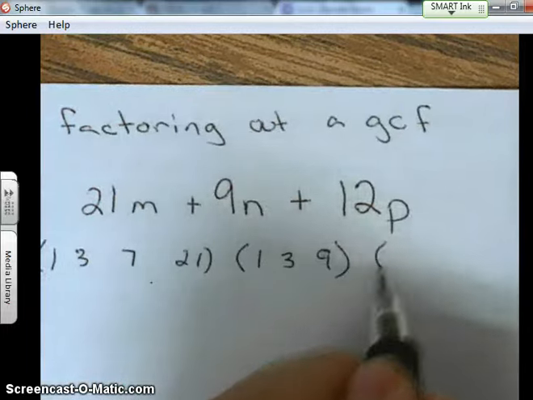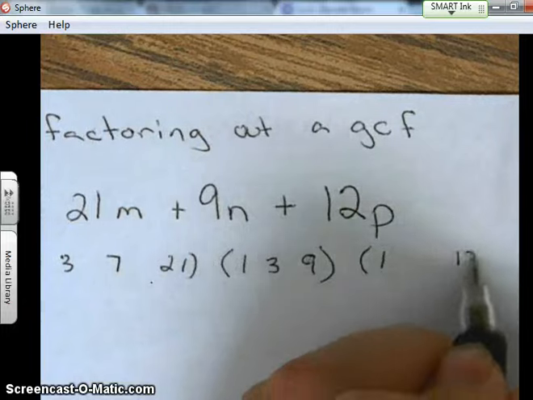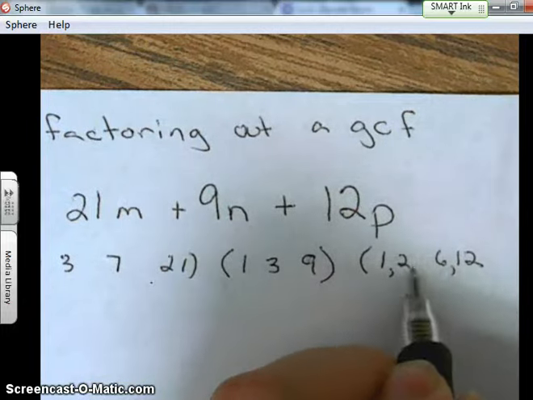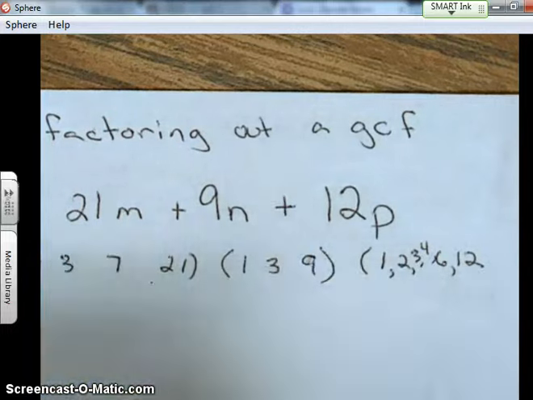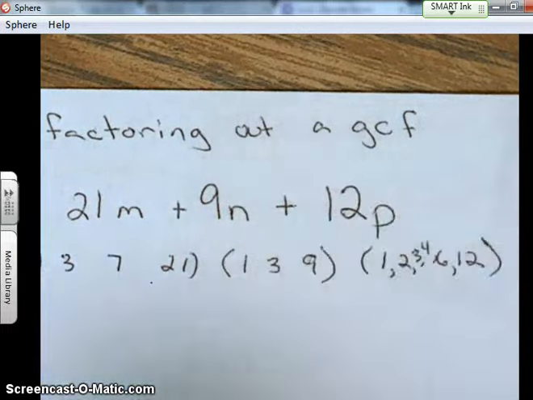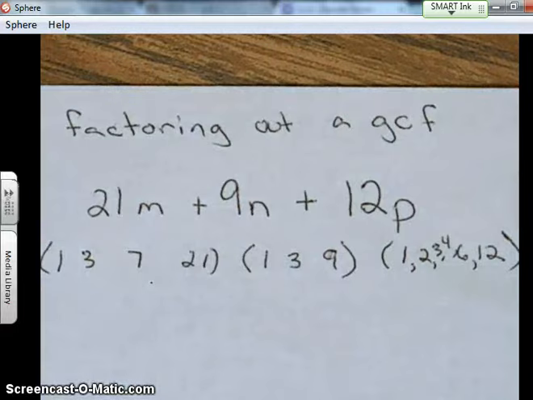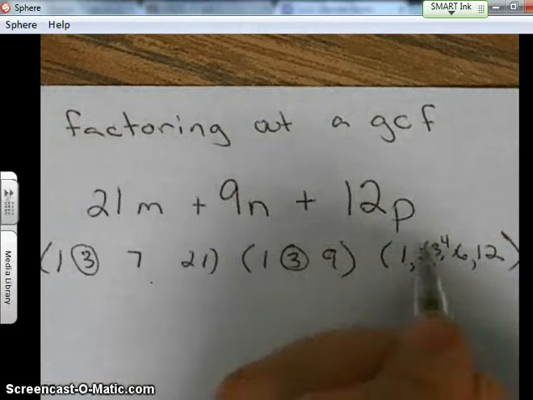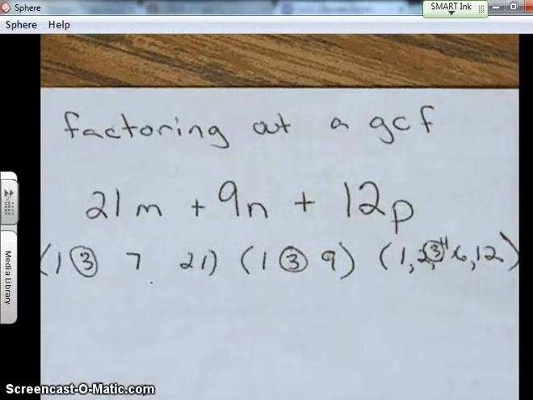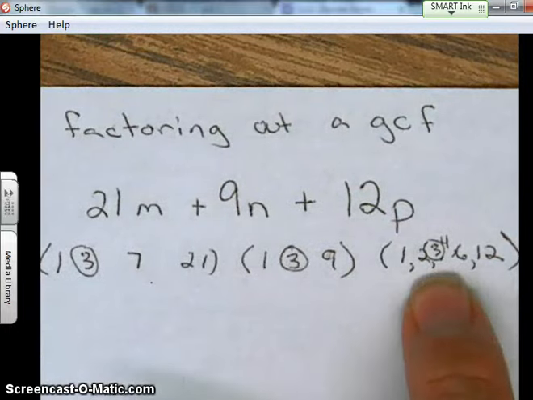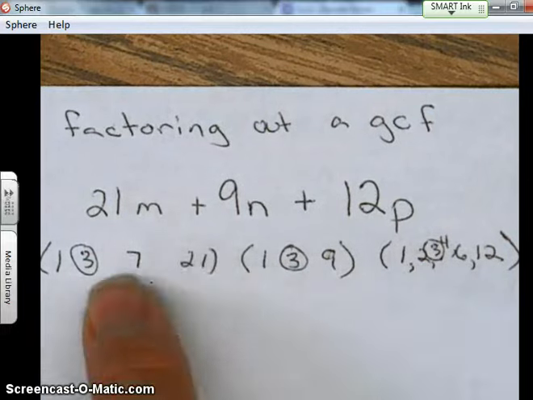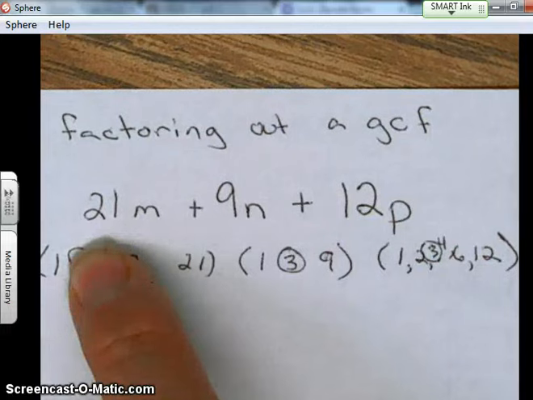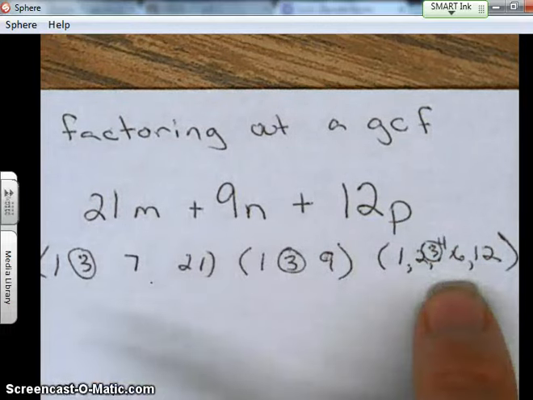And then for 12, we have 1 and 12, 2 and 6, and 3 and 4. Quite a few factors for 12. So we want to get the greatest common one. So 3, 3, and 3. That's the greatest common. That's the one that they have in common. That's the biggest. So 3 is what we're going to factor out of this polynomial. We always want to do this first if possible.